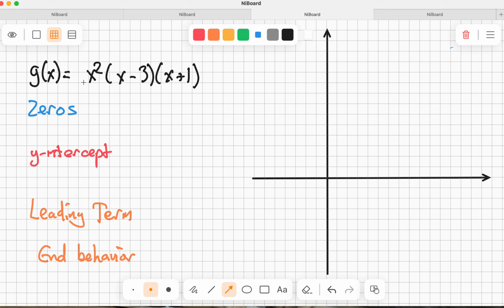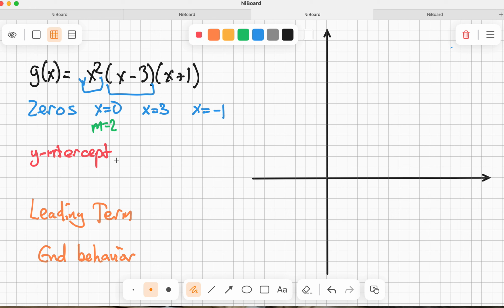On this one for zeros, I've got a factor here, x squared. X squared is going to be 0 when x equals 0. But this one's squared, so this has a multiplicity of 2. There are 2 zeros at x squared, so we'll have to take account of that. X minus 3 is going to give us a 0 at x equals 3. X plus 1 is going to give us a 0 at x equals -1.